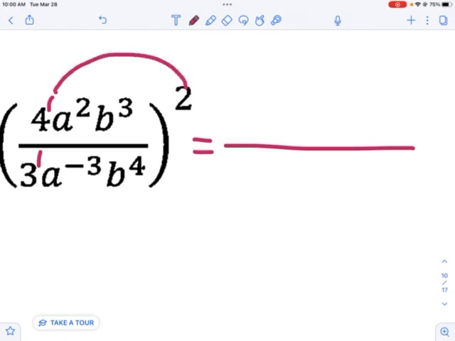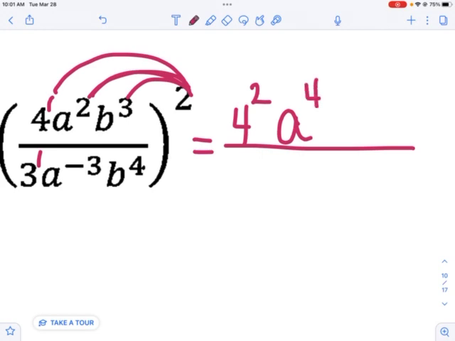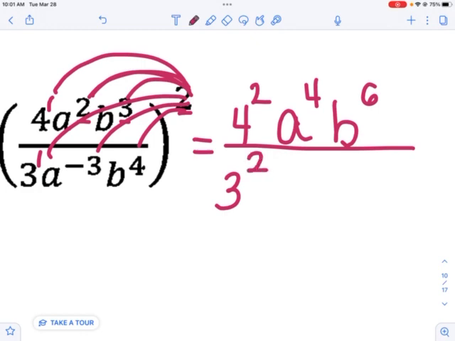I'll work with the numerator first. So I should have 4, 2, the 1 times 2 gets me 2. So 4 squared times a to the 4th, because I'm multiplying 2 by 2, times b to the 6th, because I'm multiplying 3 by 2. Denominator now. So I should have 3 squared times a to the negative 6th times b to the 8th.